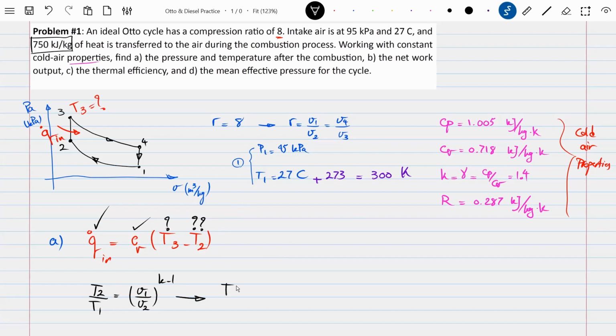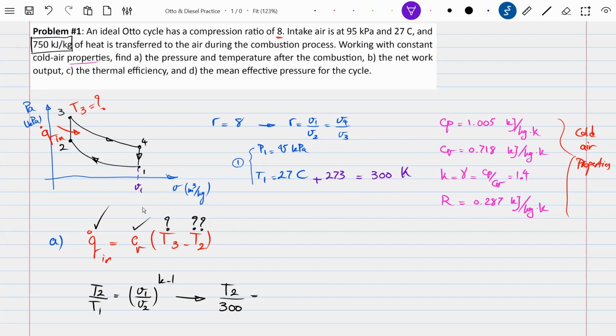So T2 is what I'm looking for. T1, the problem says it's 300 Kelvin. The problem actually said 27 degrees Celsius, but we knew that we have to convert it to Kelvin. So T2 over 300 is equal to... Now, what is V1 over V2?